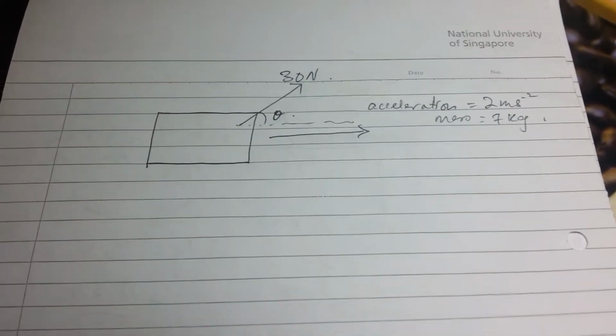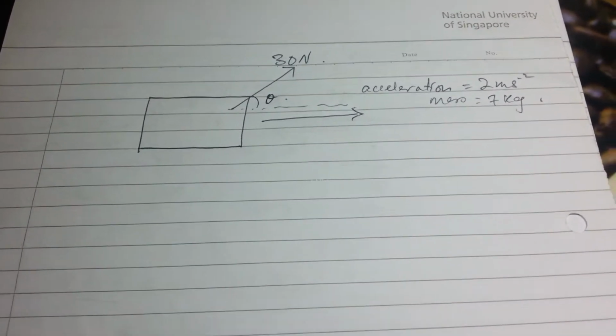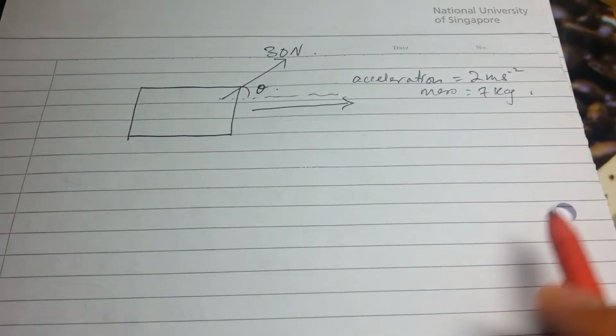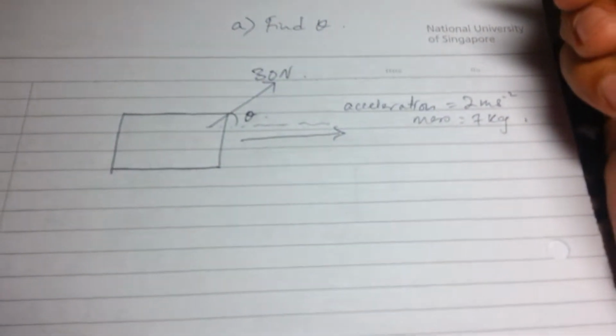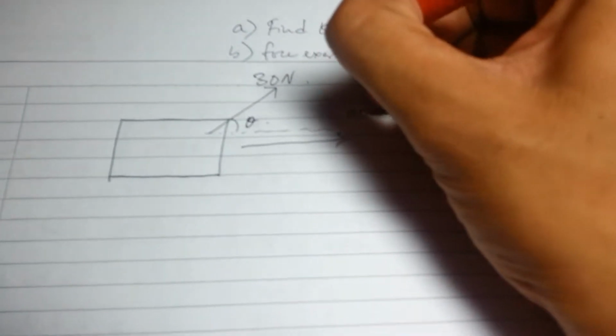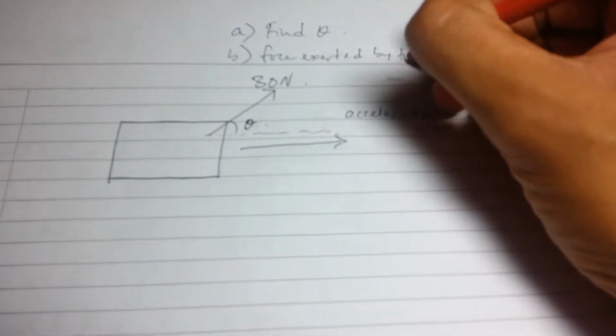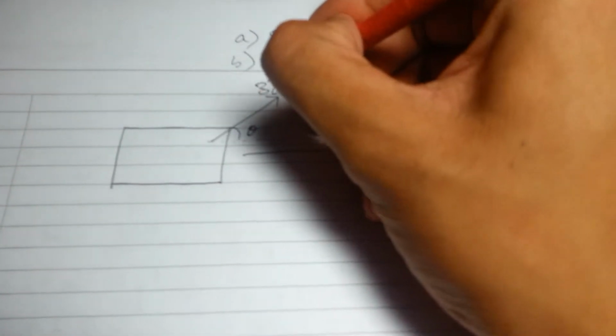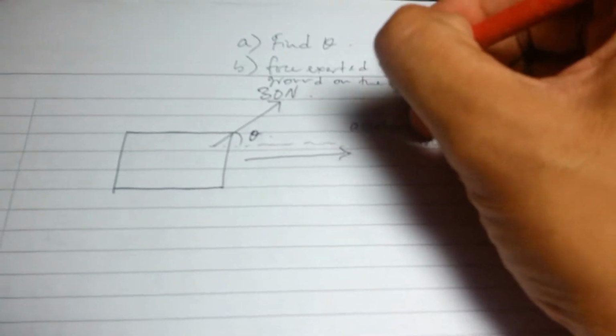Okay, here I'm going to work with you on one of the examples that you gave. So this is the diagram of the example that you gave. Part A, they want you to find theta, and part B, the force exerted by the ground on the box. Let's talk about part A first.